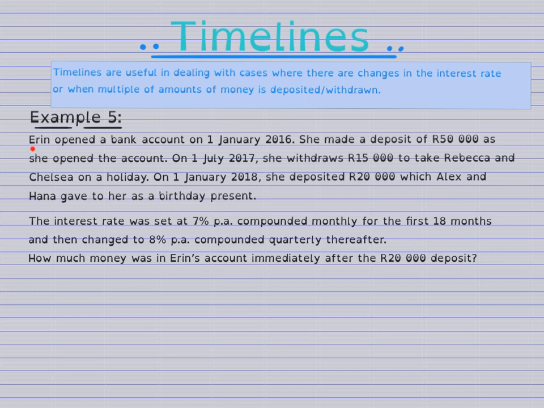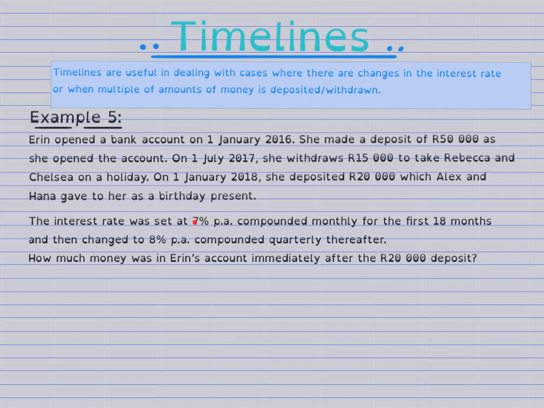So, Erin opened a bank account on the 1st of January 2016. She made a deposit of 50,000 Rand as she opened the account. So when she opened it, she popped 50,000 Rand in the bank. Lucky her. On the 1st of July, so a year and a half later, she withdraws 15,000 to take Rebecca and Chelsea on holiday. On the 1st of January in 2018, the following year, she deposited 20,000 Rand, which Alex and Hannah gave to her as a birthday present. Isn't that awesome? So yeah, there's been deposits, there's been withdrawals. That's pretty real life, normal stuff.